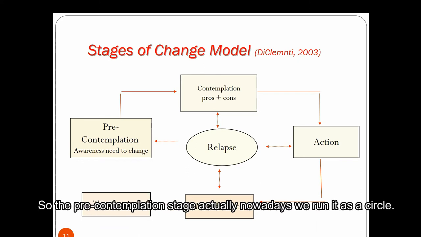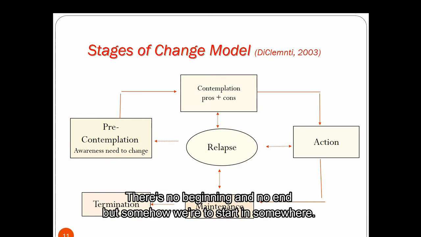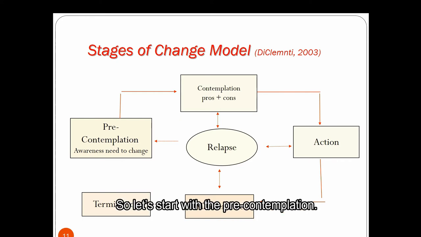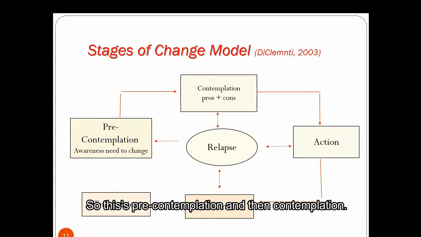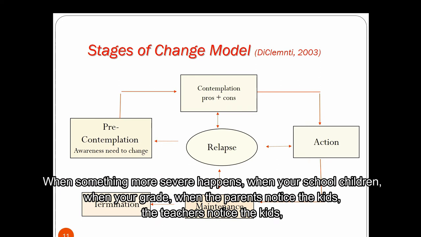The pre-contemplation stage. Actually, nowadays we run it as a circle. There's no beginning and no end, but somehow we have to start somewhere. So let's start with pre-contemplation. It's the awareness that something's not quite right, but I'm not sure what's wrong, and I'm not ready to do anything, but I sense that something's not quite right. So this is pre-contemplation.